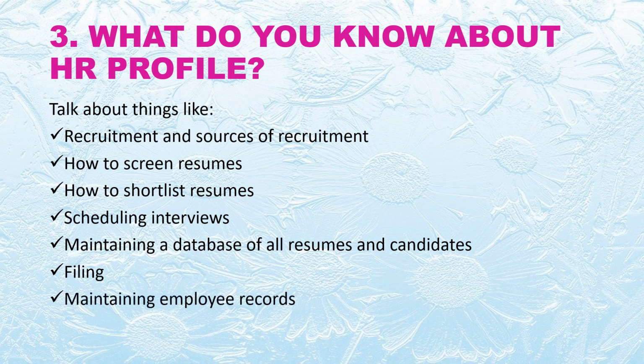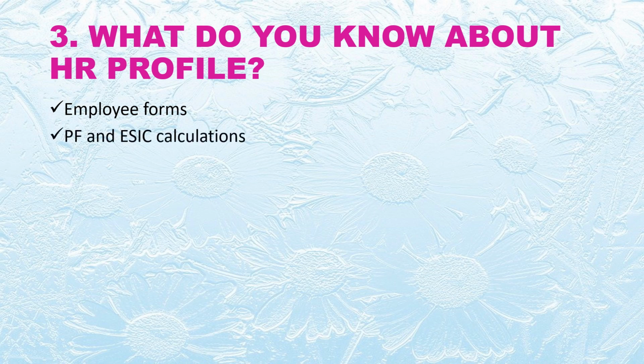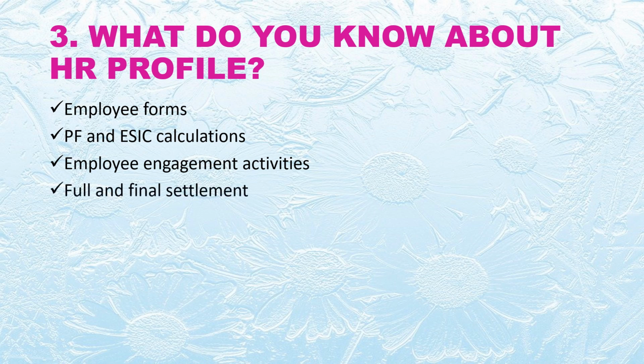and maintaining the records. Now, if you're appearing for a generalist role, then maybe you can talk about the employee forms during onboarding, PF and ESIC calculations, employee engagement activities, full and final settlement, performance appraisal. These are some of the key activities that are handled by HR people. You can talk about these kinds of things, maybe one or two lines, that should suffice, and they will get an idea that even if you have not done it, at least you're aware of these kinds of processes in the HR department.